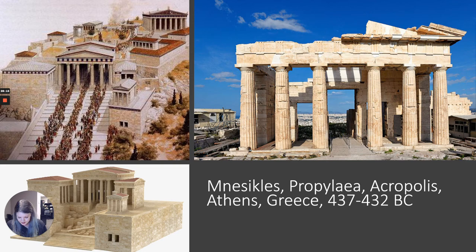Okay, so Propylaea means gateway. So this is a monumental gateway, and it literally means entrance to temple, basically. Enter the temple this way. It was a really difficult thing to build, because it's on this extremely steep slope going up the Acropolis. So the architect was named Mnesicles, and he split it between two levels to accommodate how steep the ground was. And it's interesting because we have mixed Doric and Ionic styles here again.